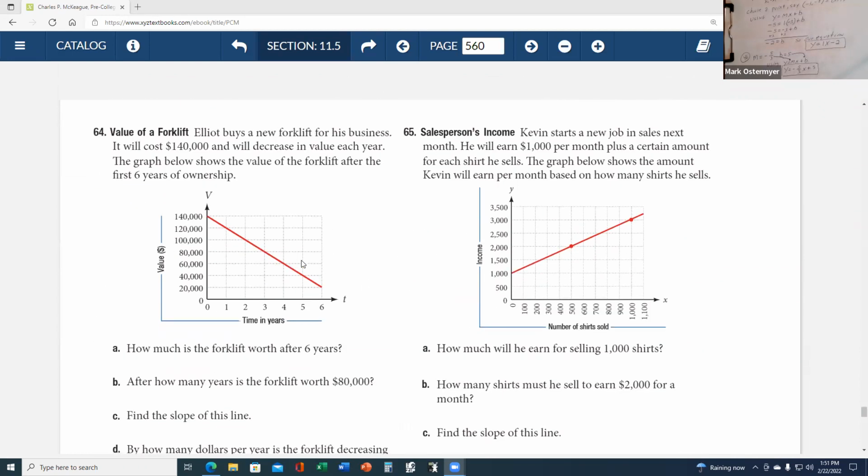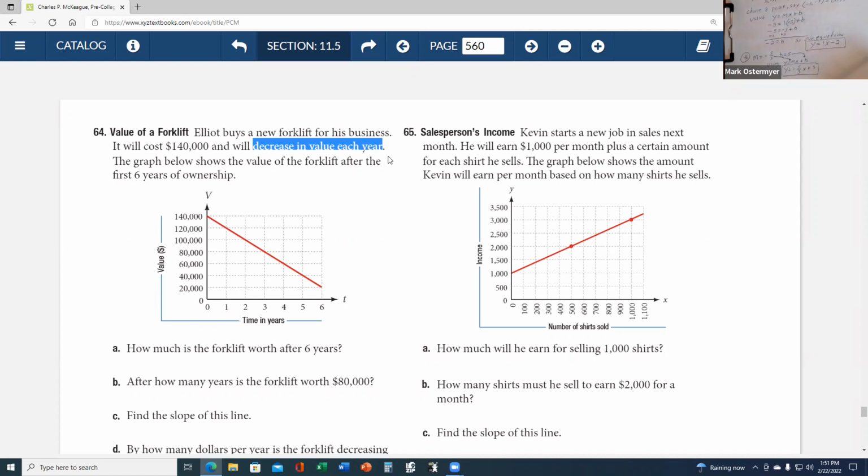Okay. Let's try to do this application problem here. It says Elliot buys a new forklift for his business. It will cost $140,000 and will decrease in value each year. In other words, the value of this forklift is going to decrease each year means that its value will depreciate every year. And that's usually what happens when you buy something new. Like you buy a brand new car, its value depreciates every single year.